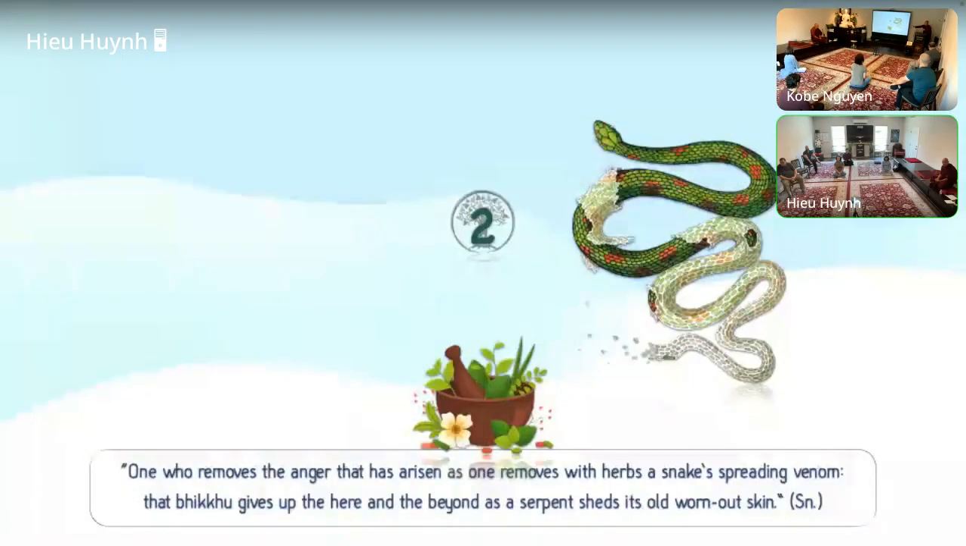So that's why the person who can remove the anger that has arisen is like the person who tries to remove, with herbs, a snake's spreading venom. When a person is bitten by a snake, he or she should, as soon as possible, remove the venom, because it's really dangerous for you. If you keep it, you may be killed by the snake.